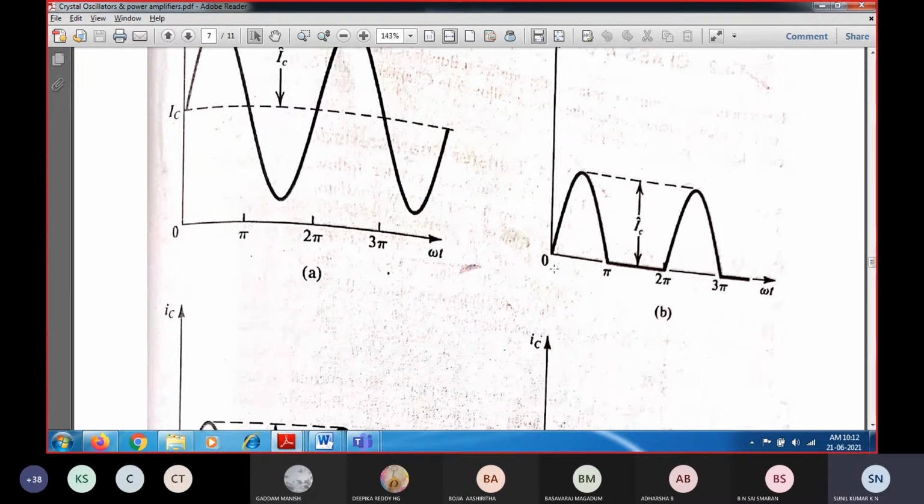Whereas for the class B amplifier, you can see the output will be varying only for one half cycle, so that you will be having 0 to pi. So this is only one. The remaining half cycle of the input you will be having 0 as the output.